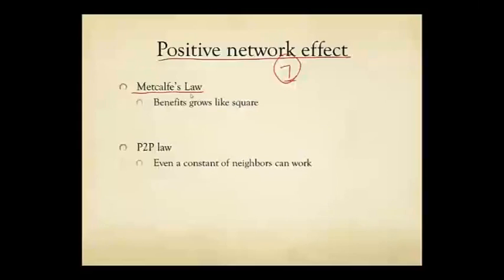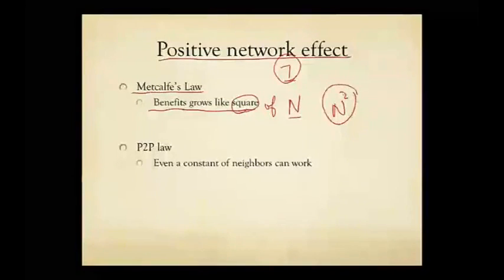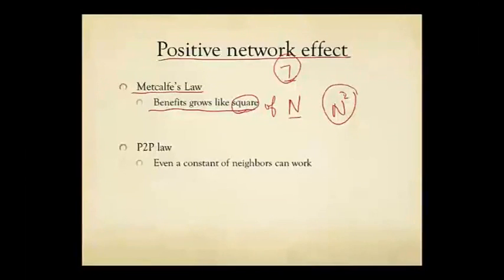And Metcalfe's law has quite a few different versions and misinterpretation, but a popular version says that the benefits of joining a network grows like the square of n, which is the number of nodes in the network right now. So the benefit grows like n squared order. And the underlying assumption is that every link are equally important, which is a problematic assumption because we know some links are much more important than others.